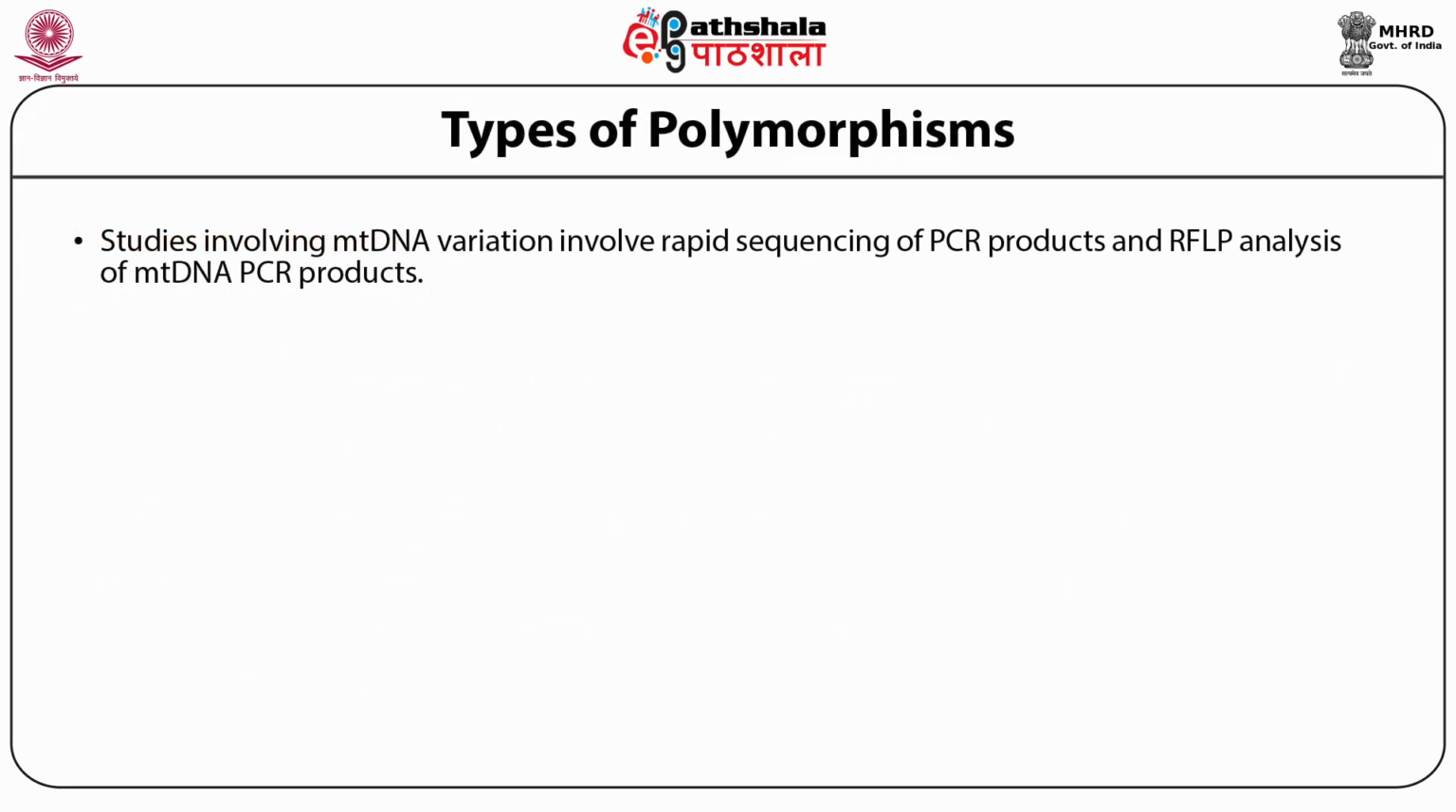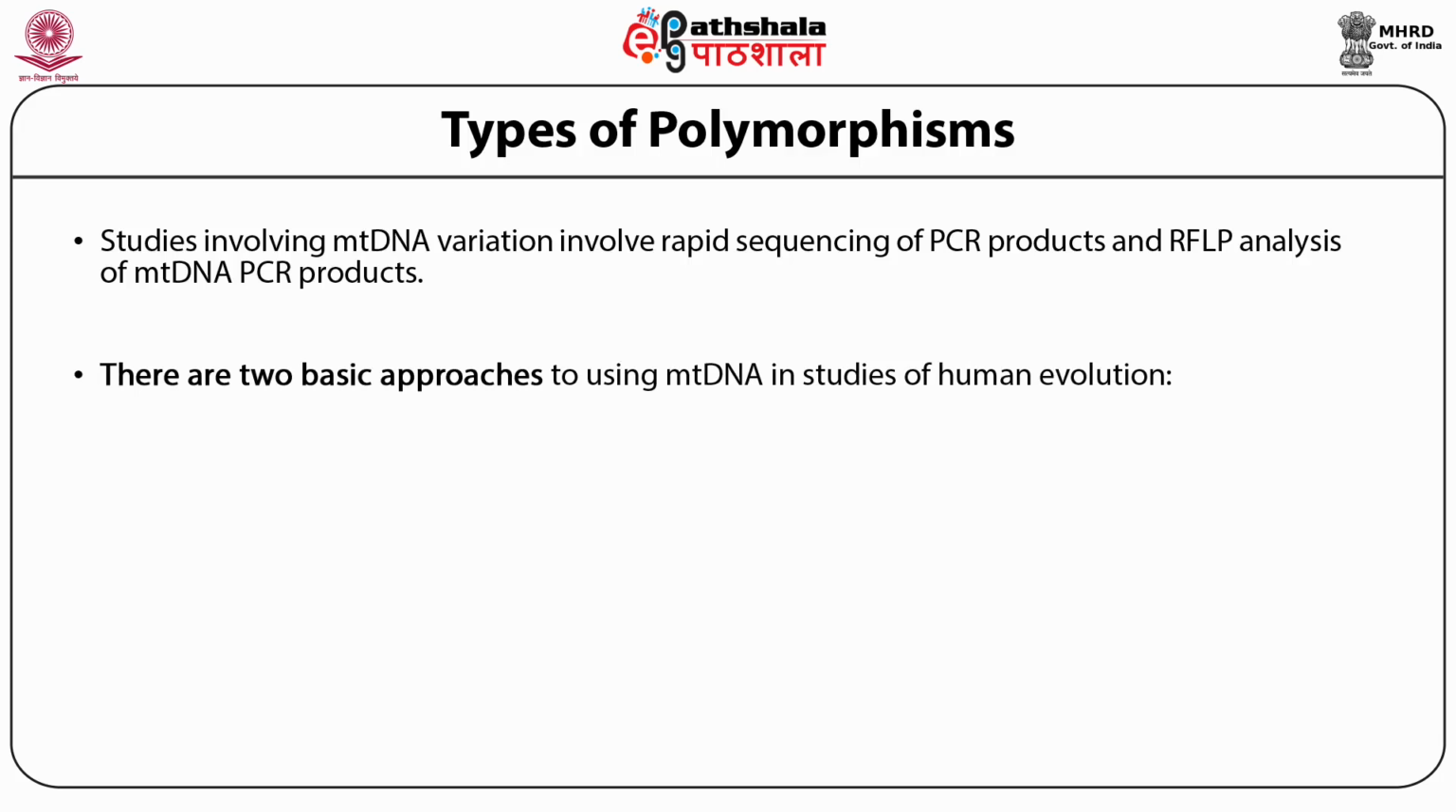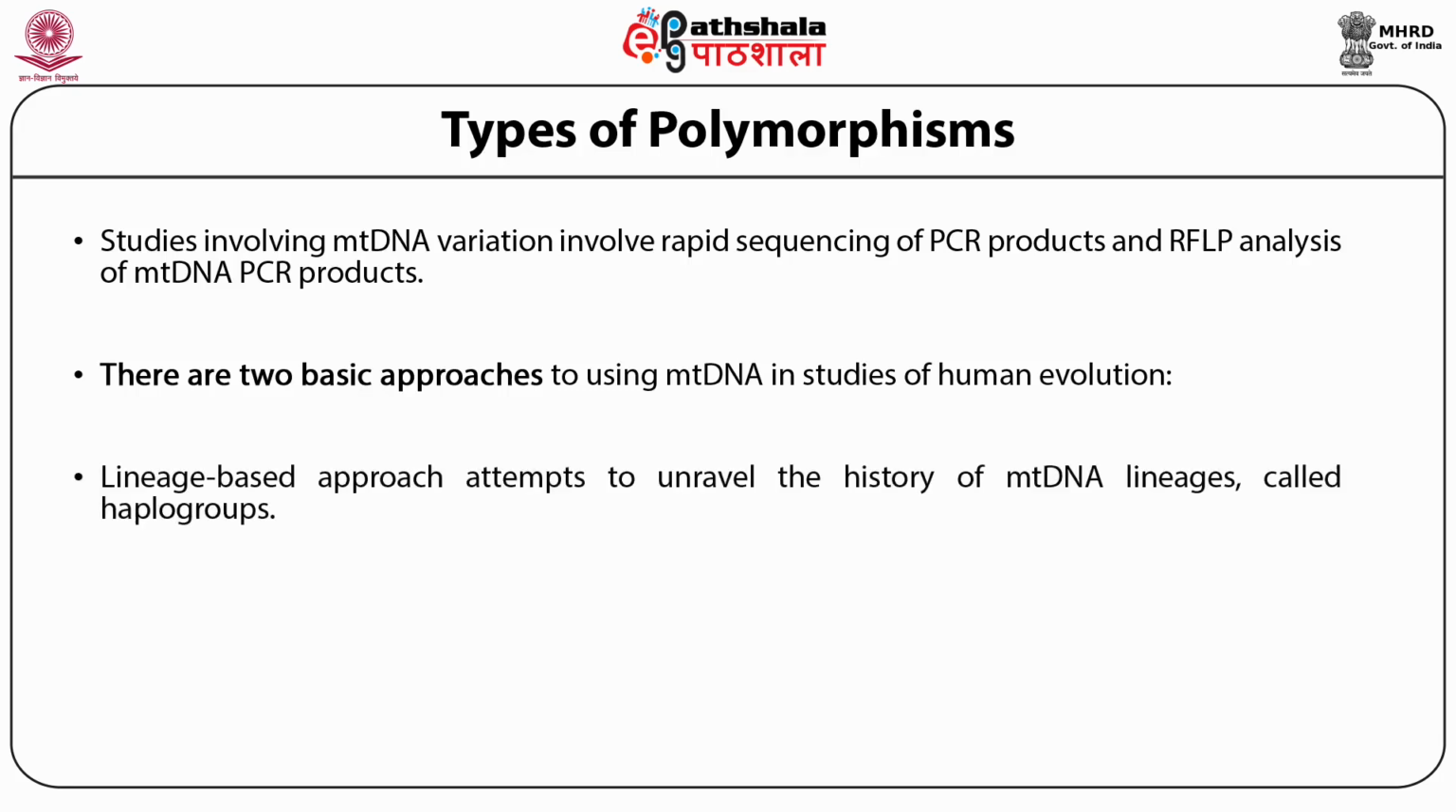Studies involving mitochondrial DNA variation involved rapid sequencing of PCR products and RFLP analysis of mitochondrial DNA PCR products, but recently sequence analysis of the first hypervariable segment, that is HVR1, of the control region has taken over. There are two basic approaches to using mitochondrial DNA in studies of human evolution. First is the lineage-based approach, which attempts to unravel the history of mitochondrial DNA lineages called haplogroups.